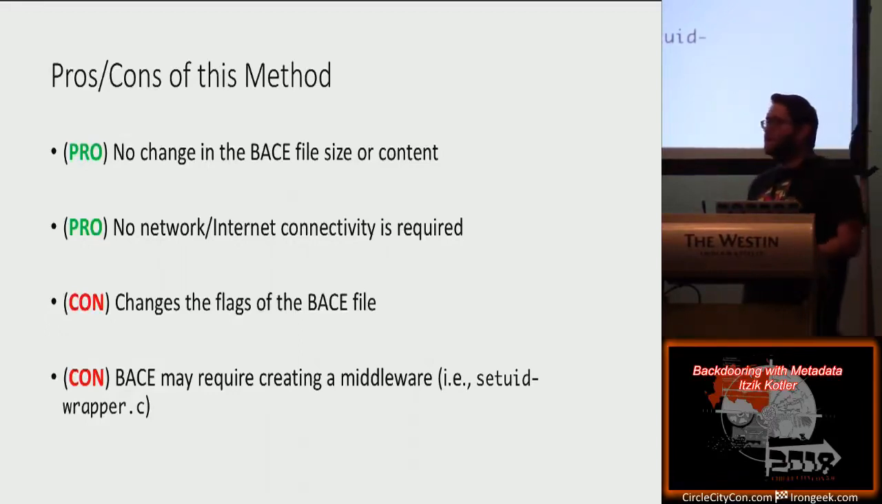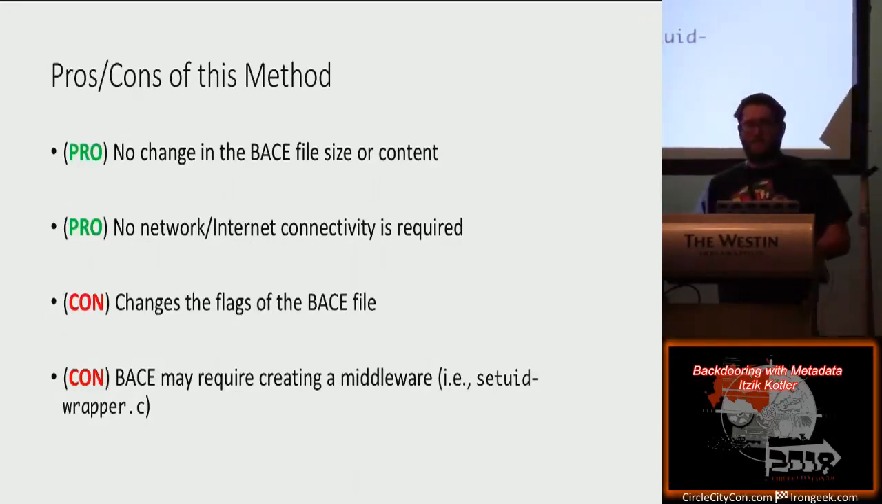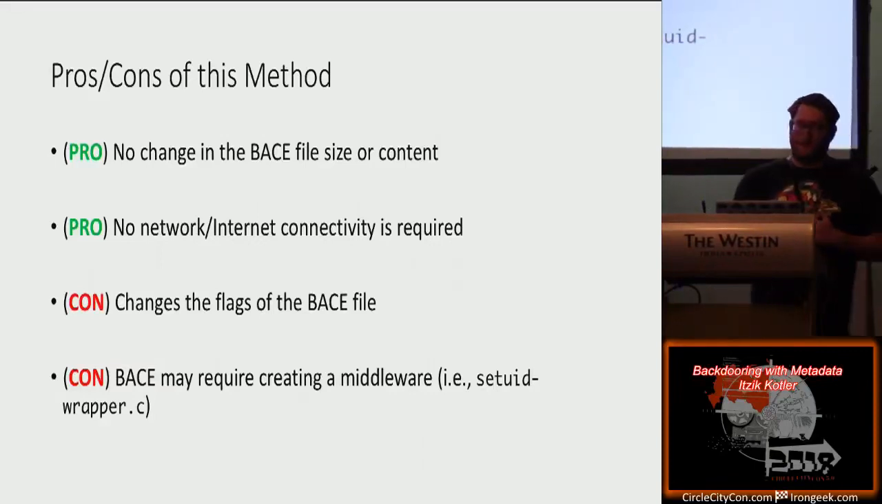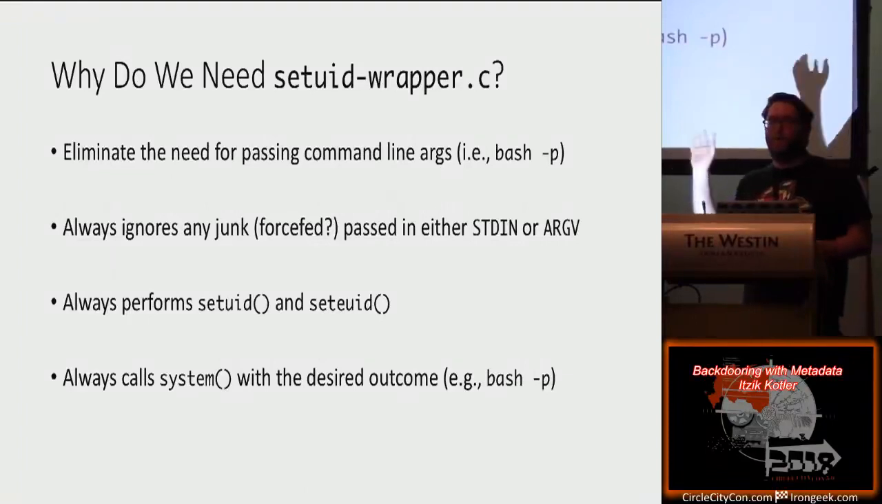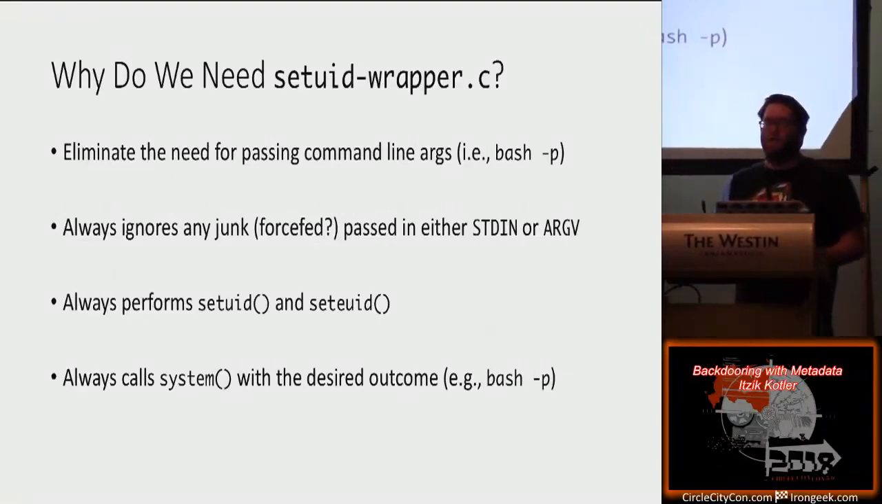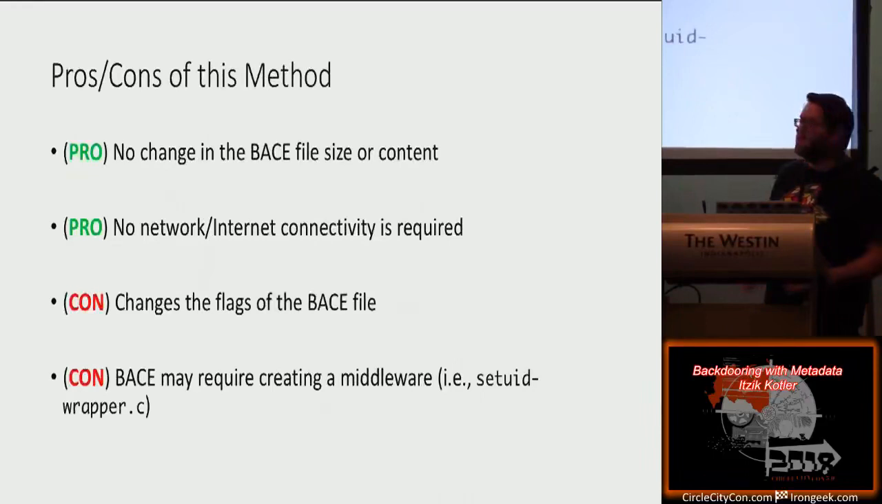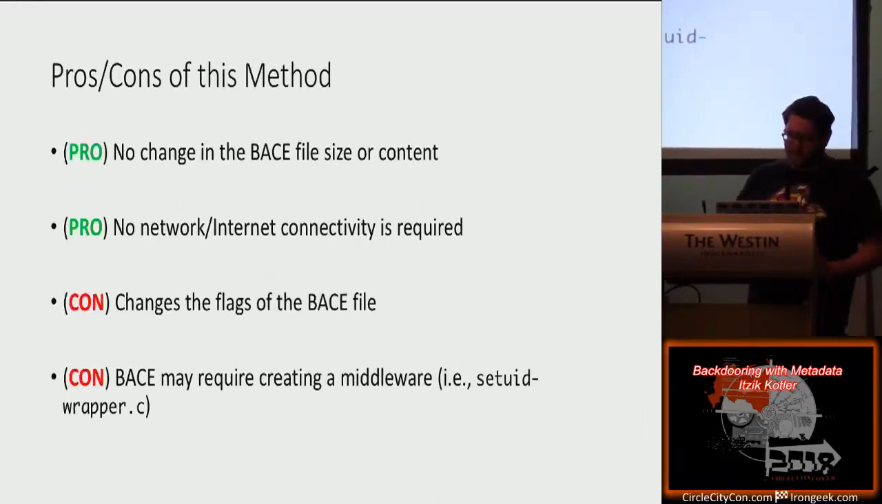And the cons are, again, changing the flags, the permission of the file is noticeable. And then if a middleware is required, if we do end up using the setuid, because we end up in a situation where we have one of those problems, then we also would need some kind of compilation tools on that box. Again, something that you can commonly find today on many of the distributions already.